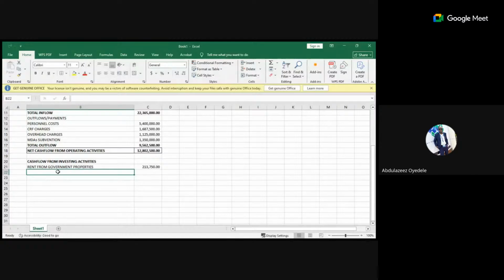Thank you for that observation. Then we have overhead charges, we have used that, subvention, we have used that. So we now have the sales of government properties, which is 281,250. Okay. I'm talking in the future. Don't mind me. We understand.